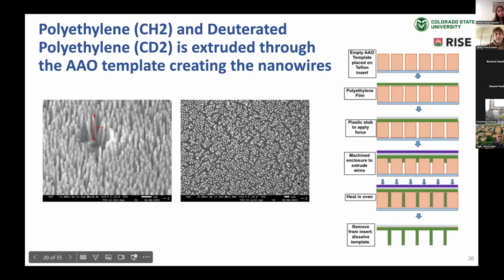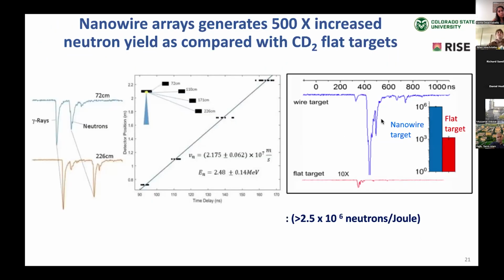So to create polyethylene or CH2 and deuterated polyethylene CD2 wires, we extrude the plastic through the templates, creating the nanowires. What we do is we stick the polyethylene film on top of our template and then compress it using a plastic stub while it's heated in an oven so that the plastic flows through the holes, creating the wire. And then we dissolve the template and critically dry, like the other processes.